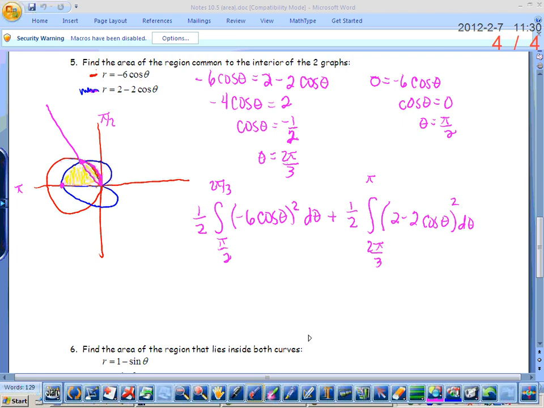Would that give me the answer? No. What do I need to do? Multiply by 2. If you were to type that into your calculator, it might take you a little while, so we're not going to do it, but it would be 5 pi.